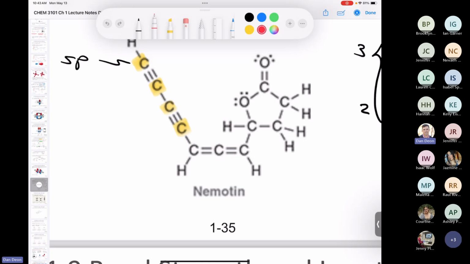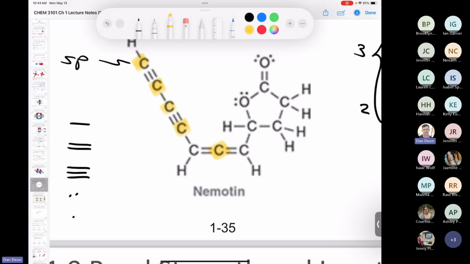Remember, for the steric number, a single bond counts as 1, a double bond counts as 1, a triple bond counts as 1, a lone pair counts as 1, and an unpaired electron counts as 1. So you've got 2 double bonds, that's 1 plus 1, which is 2. Steric number is 2, so therefore this is sp hybridized.